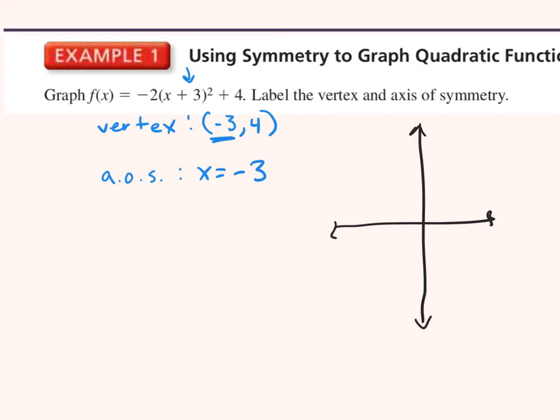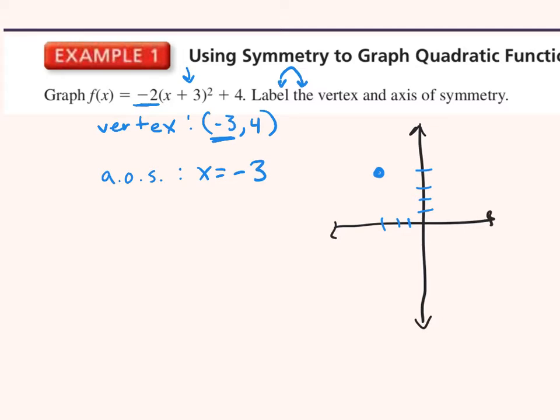We are going to go to the left 3 and up 4 and put our vertex right there. Aiden, looking at this graph, do we know if it's going to open up or down? It's going to open down because it's a negative. Perfect. The negative out front tells us that it's going to open down.